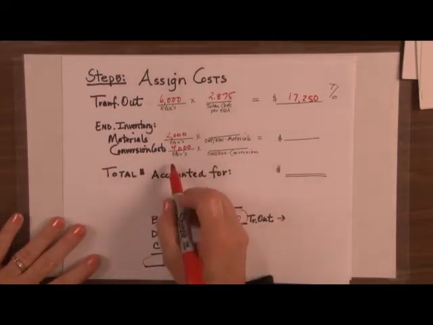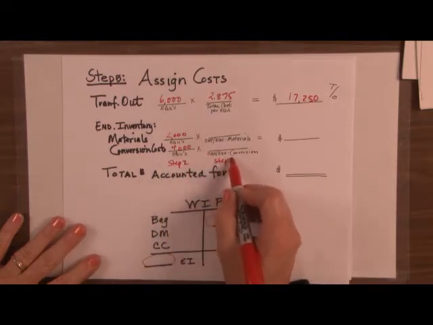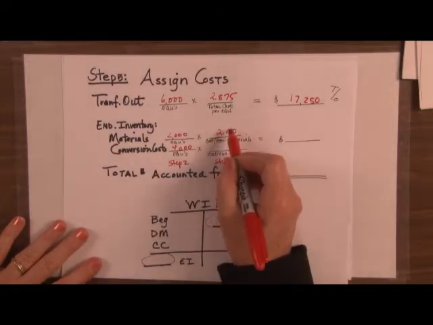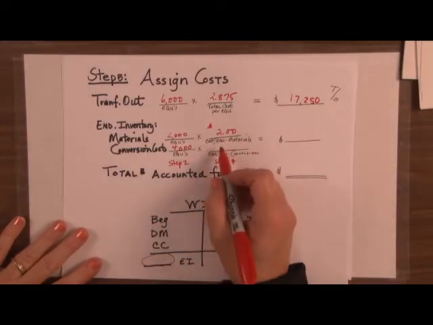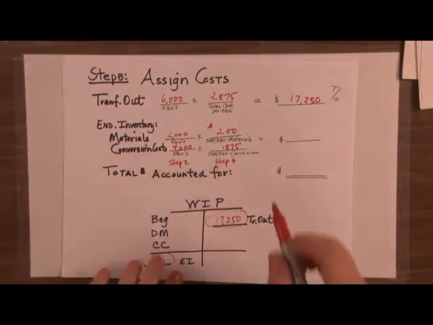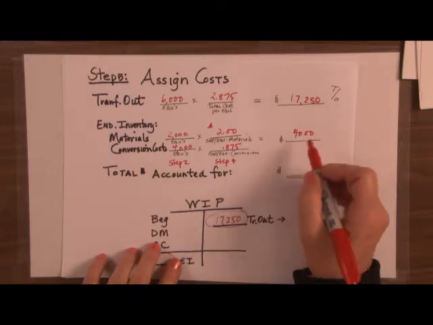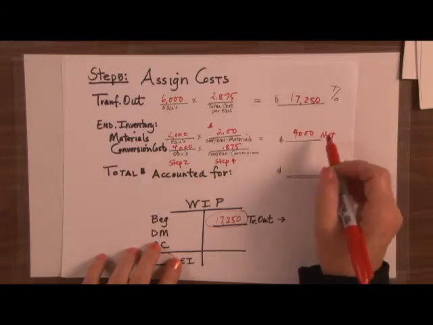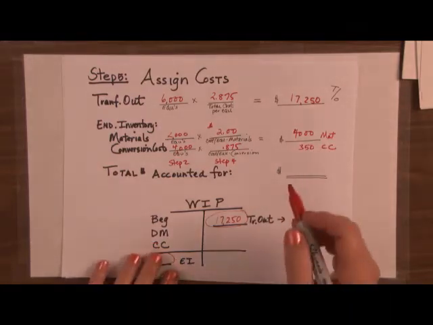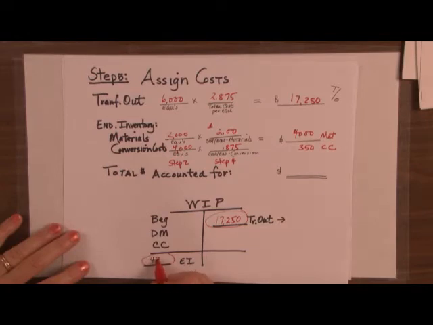You go to step 4 to find your cost per EQU, and we know what those are. The material was $2, and this was 0.875. So we do the calculations. We get 4,000 for materials. We get 350 for conversion. And so the total for the ending inventory is 4,350.